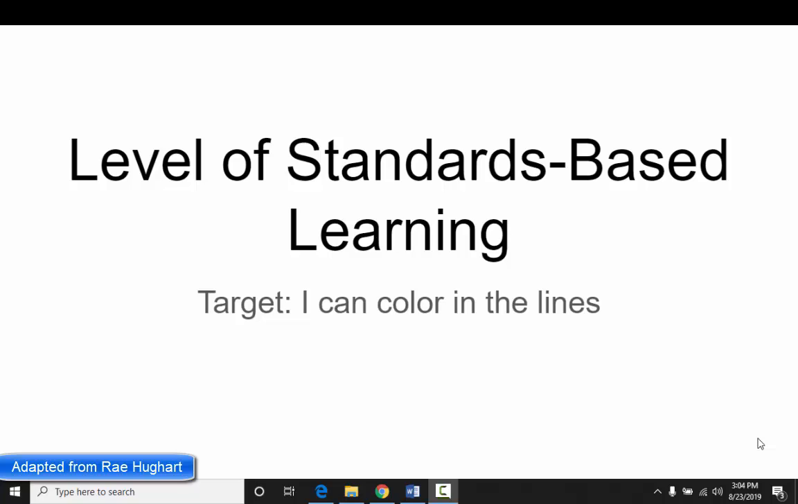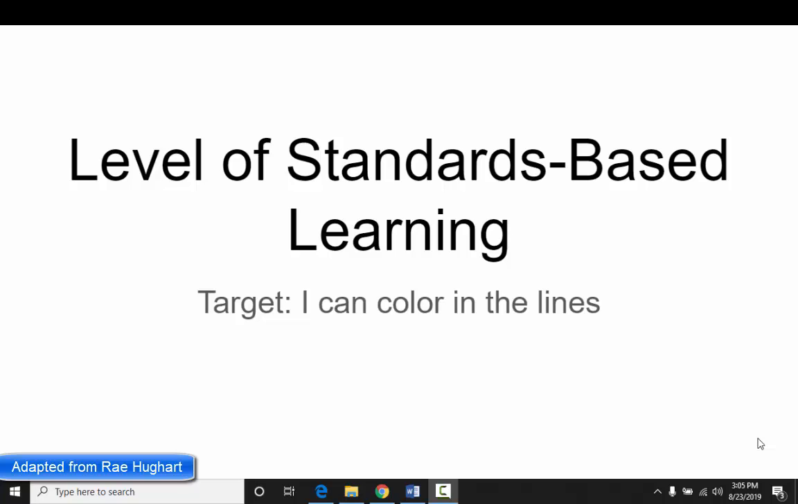Okay, for this target, the goal is that you can color in the lines, right? So if you dig through your papers, you'll see 4 copies of a turtle. Okay, get one of those copies out, and imagine if level 1 is just an attempt at a target. I want you to color this turtle as if you were just making an attempt. What do you think a level 1 would look like? Take a minute and color that in, what an attempt would look like.